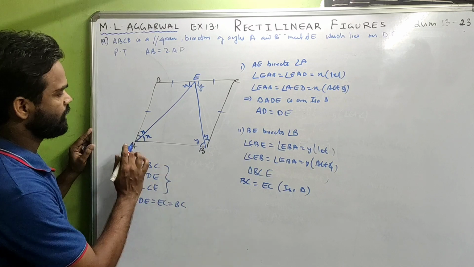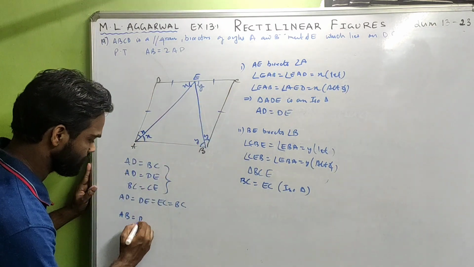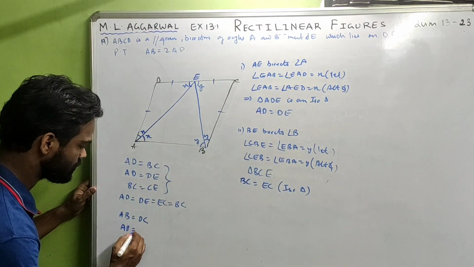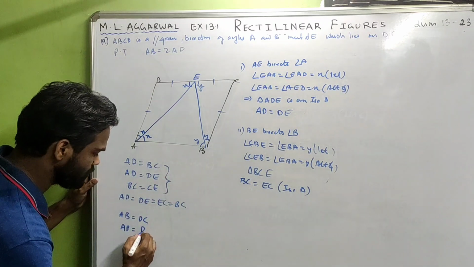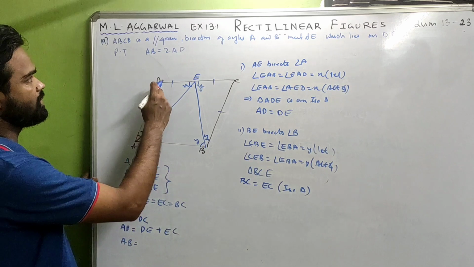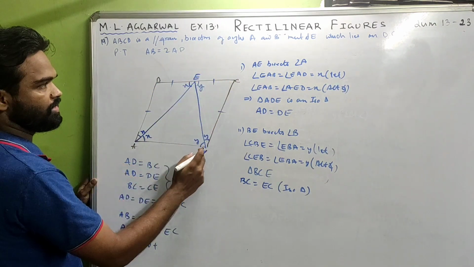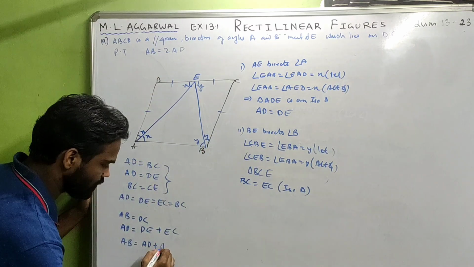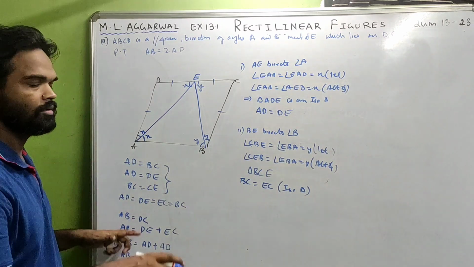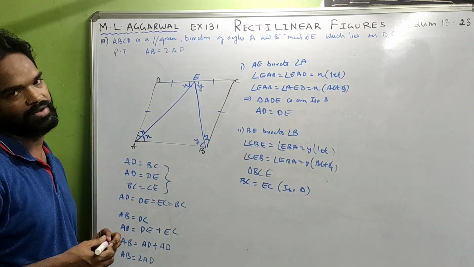Now look carefully. AB is equal to DC, opposite sides of a parallelogram. Now AB is equal to, instead of DC I can write DE plus EC. Instead of DE, can I write AD? Of course. Instead of EC, I can write BC, and BC is equal to AD. So I can write AD plus AD, which means AB is equal to twice AD. Proved. Clear?